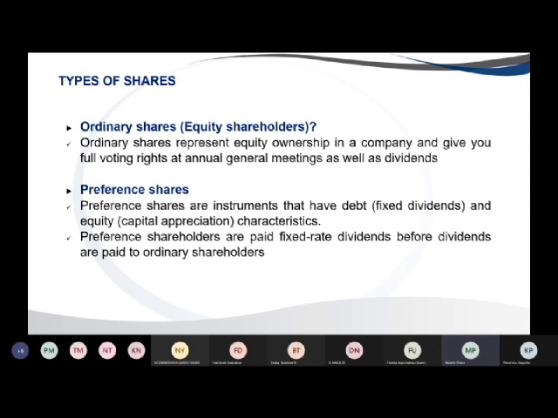So preference shareholders are paid a fixed rate of dividends before the dividends are paid to the ordinary shareholders. So these are like your VIP if you were to compare this with ordinary shares. They'll always be entitled to that fixed portion of the dividends, the determined dividend rate, before any other profits are shared with the ordinary shareholder.